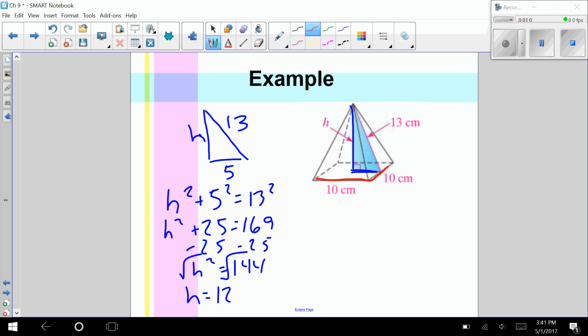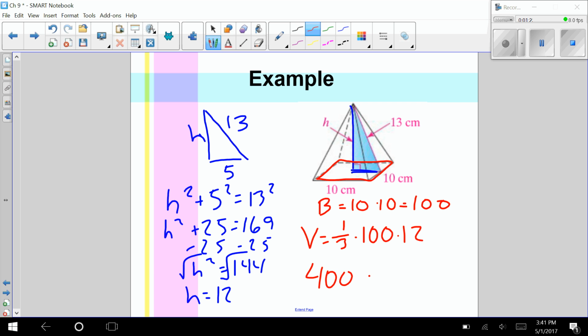Now we can find the area of our base. Our base is a square, which is 10 by 10, so the area of that base is 100. And our volume will be 1/3 times my base times my height, so 1/3 times 100 times 12, which is 400 cubic centimeters. Remember, volume is always in units cubed.